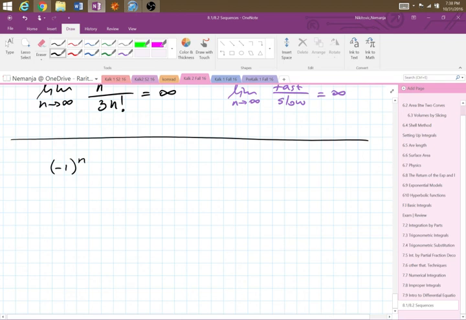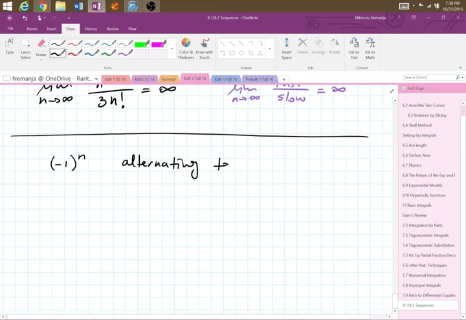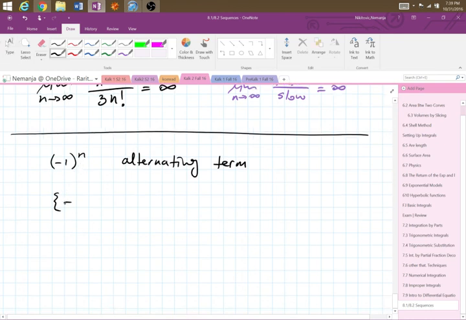-1 to the n is called the alternating term. You're going to have a whole section, 8.6, talking only about alternating series. So this alternating term is extremely important. Clearly, when n is equal to 1 it's -1, then 1, -1, 1, -1, 1, -1, 1, and it's going to go like that forever. Clearly bounded above, clearly bounded below.